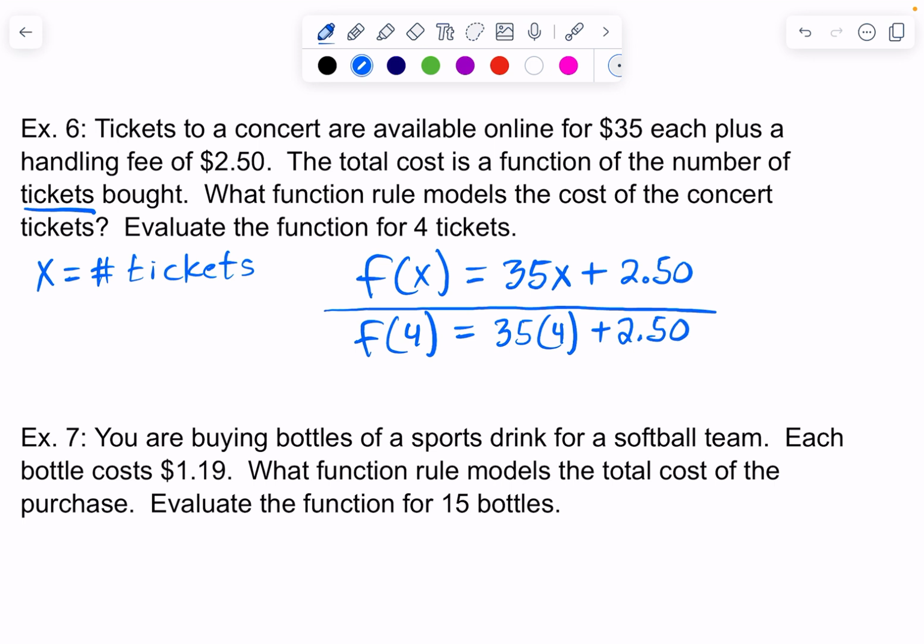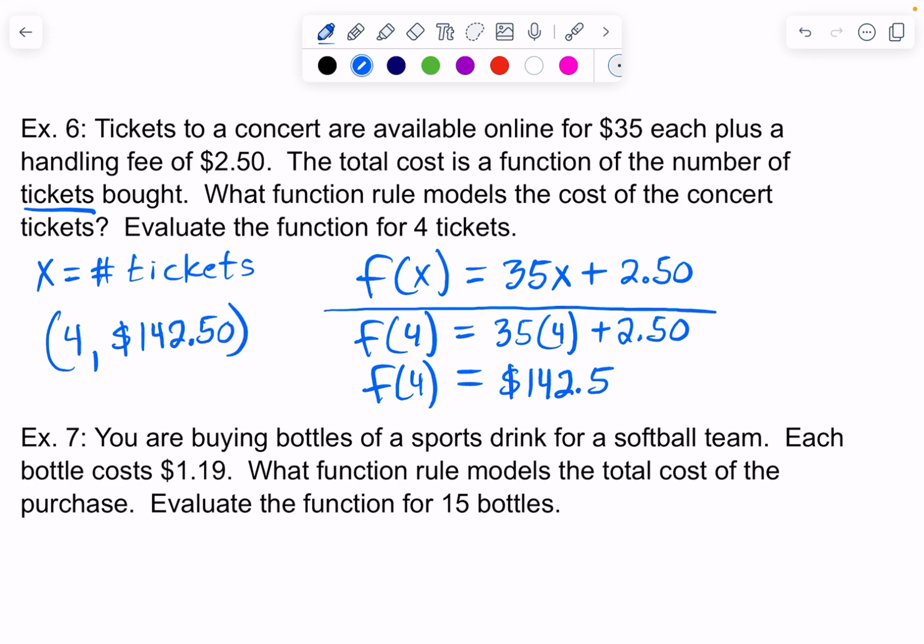So 35 times 4 is going to equal $140 plus $2.50. So that's going to be $142.50. So that means that when x is 4 tickets are bought, in other words, the total cost is $142.50.